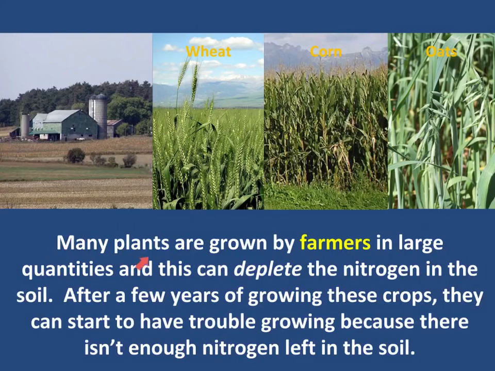As you know, many plants are grown by farmers in large quantities, and this can deplete the nitrogen in the soil. So new vocabulary word, the word deplete means to lower. Let me write that down. After a few years of growing these crops, they can start to have trouble growing because there isn't enough nitrogen left in the soil. So on number 13, what happens to the soil after it is used to grow crops for several years? The answer is deplete the nitrogen. Number 13, deplete the nitrogen, or lower the nitrogen.